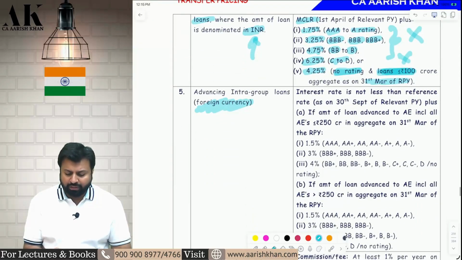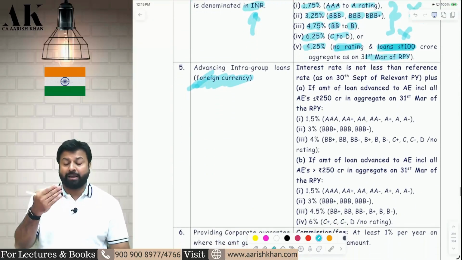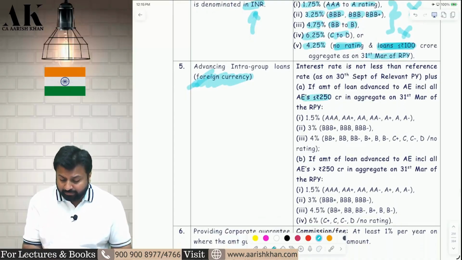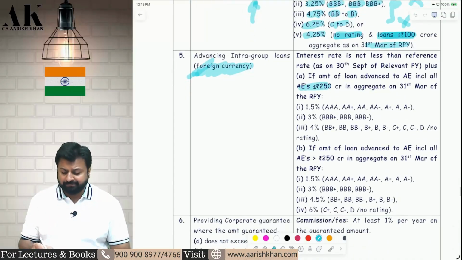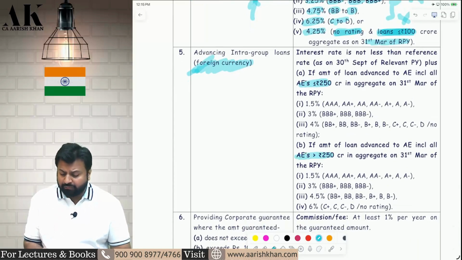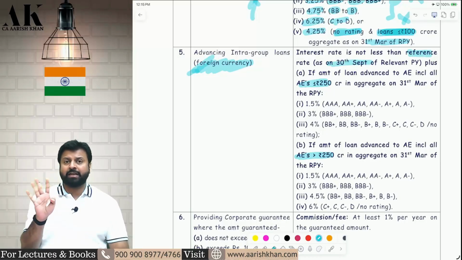What about intra-group loan in foreign currency? In this, there are 2 slabs. If the loan is up to 250 crore, then the rates are different. If the loan is above 250 crore, then the rates are different. Here you have to take reference rate on 30th September, not MCLR. SBI's MCLR is not applicable for foreign currencies. Here you have to take reference rate on 30th September.